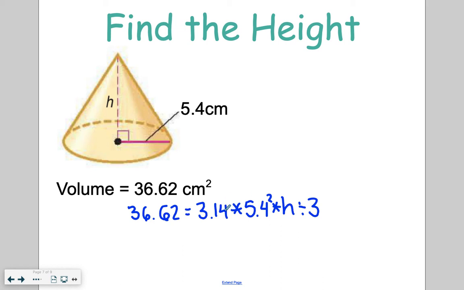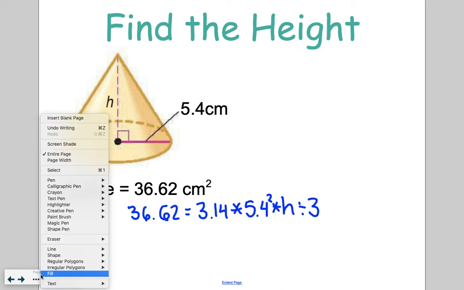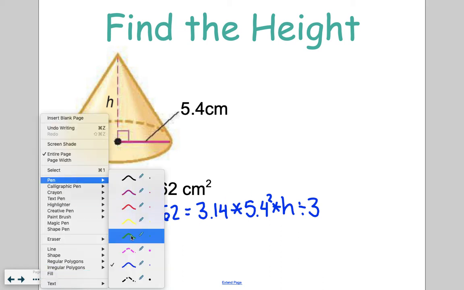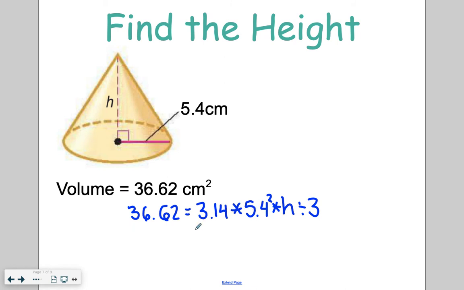So we can simplify this first part out front, 3.14 times 5.4 squared. And when you solve that in the calculator, you would get an answer of 91.5624. Notice I didn't round in the middle of the problem. If you're in the middle of the problem, we don't want to do any rounding yet. And then that's still going to be divided by 3.